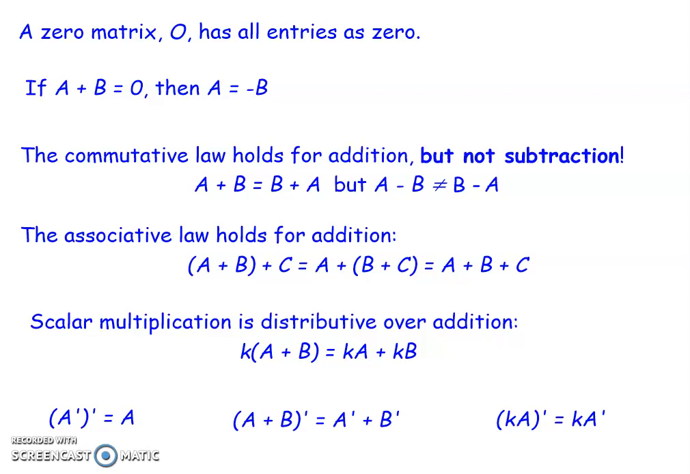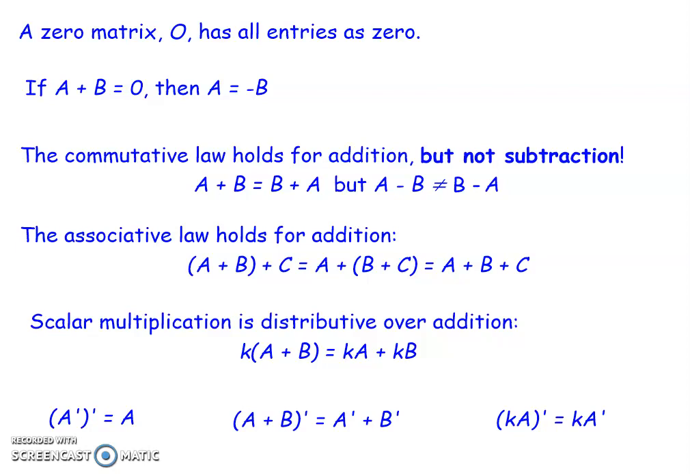Firstly, we have what's called a zero matrix, denoted by O. Funnily enough, all entries of that are zero, as the name suggests. Now if we've got two matrices, A and B, and I do A plus B, and I get a zero matrix, what I can then tell you is that the matrix A is equal to the negative of B. So I can relate them to one another for that.